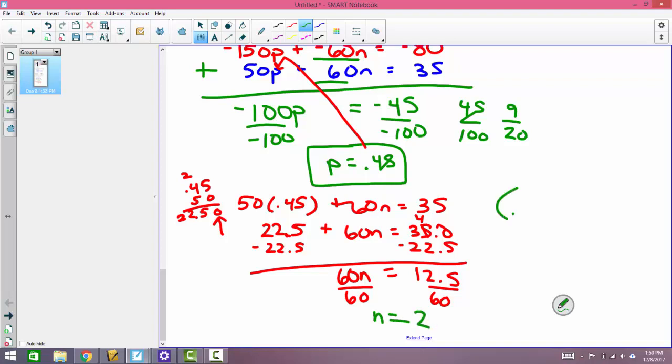So your ordered pair solution is 0.2. You should put the n first, MNOP, and then 0.45. And you can plug that in and test that it works.